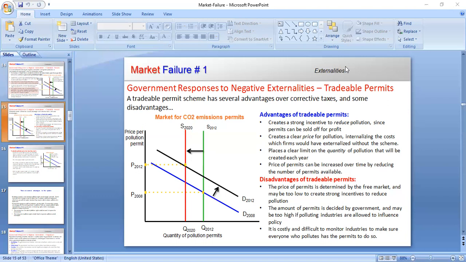So we looked at tradable permits, and we are looking at the advantages of tradable permits, one of which is that they are an incentive to reduce pollution. We looked at how these tradable permits actually work, right? And then we saw that they are called tradable because they can be sold among these firms. And then these tradable permits also help to create a clear price for pollution.